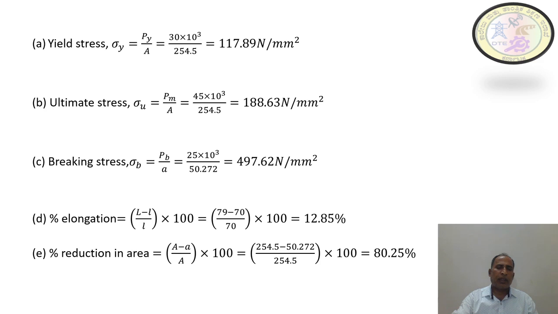The last one is percentage reduction in area. It is the ratio of capital A minus small a, divided by the original area, capital A, into 100. So the original area, or the initial area before testing, is 254.5 mm square, minus the neck area, that is the area at the failure, or the area at the breaking point, 50.272 mm square, divided by 254.5, the original cross sectional area, into 100. So the percentage reduction in area is 80.25%.